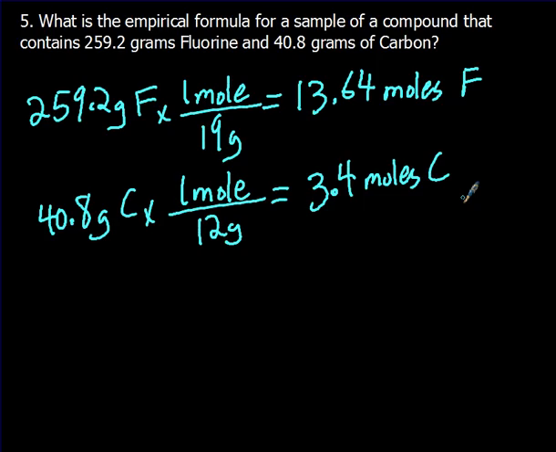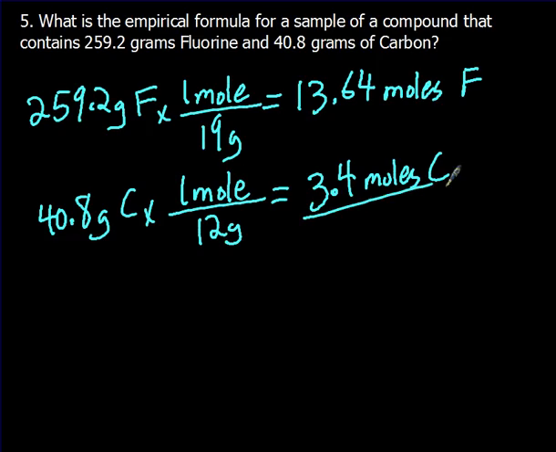So the trick with empirical formulas is the ratios. They're just simple ratios. What we now have here is we've converted from grams to moles. And what we now know at this point is that for every 3.4 moles of carbon in whatever this empirical formula is, we have 13.64 moles of fluorine. So our goal now is, how do we make this even more simple? The easiest way to do that is divide by the smallest number between the two.